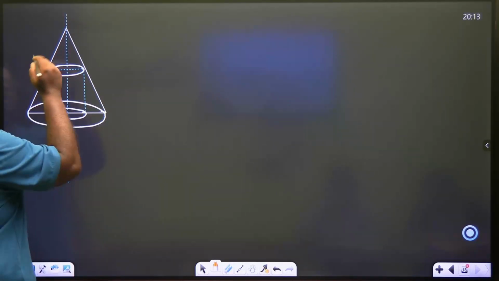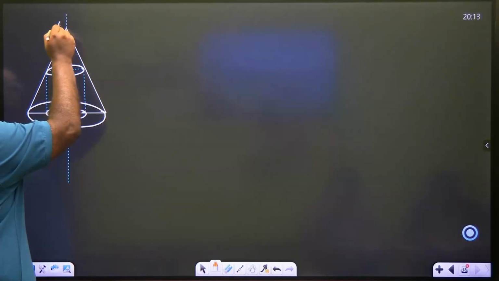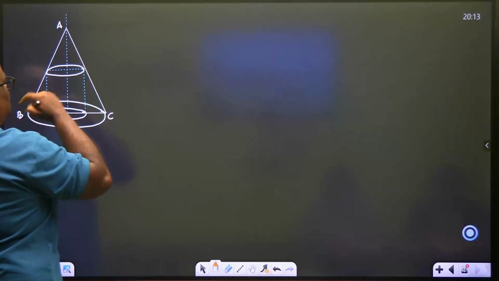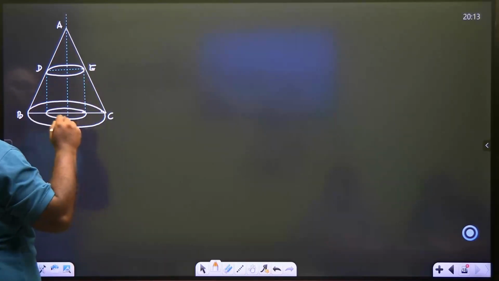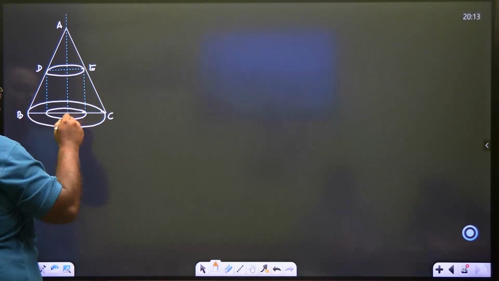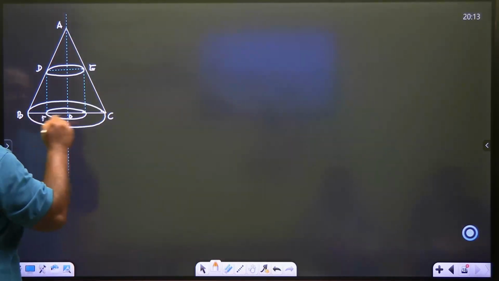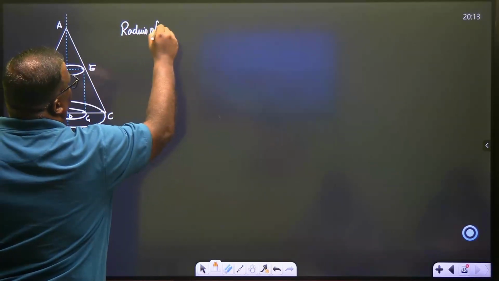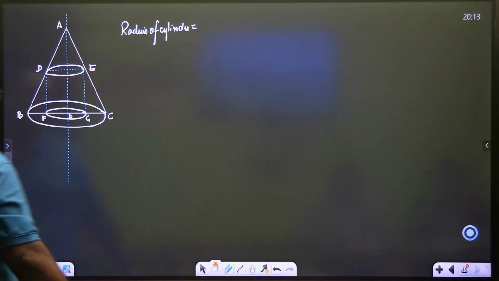So let's put some markings first of all. Let's put this as A. There'll be some similar triangle concept and all. C, let's put D, E, then let's say this is O, all right, and let's say this is F, and let's say this is G. So first let us write radius of cylinder. What is the radius of cylinder? The radius of cylinder is OG.